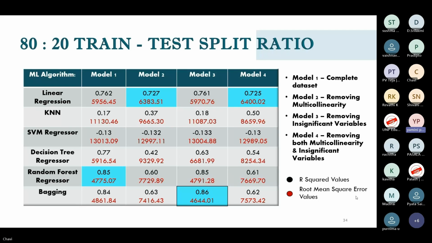value that is 6383.51. And in model 3, bagging is giving the highest R-square value, that is 0.86, and the lowest root mean square error value, that is 4644.01. And in model 4, again linear regression is giving the highest R-square value, that is 0.725, and the lowest root mean square error value, that is 6400.02.